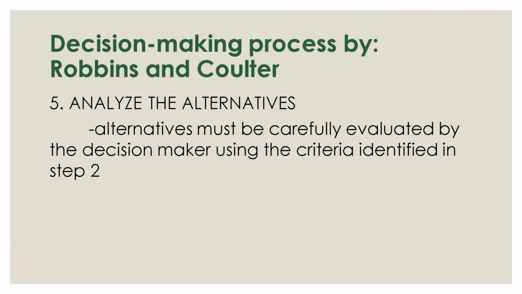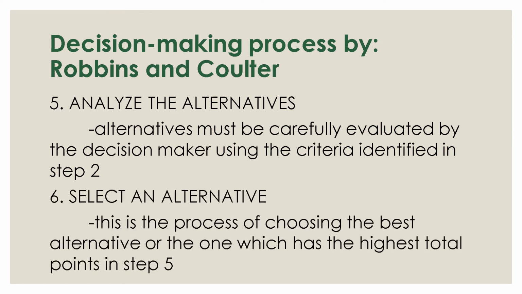Number five, analyze the alternatives. Alternatives must be carefully evaluated by the decision maker using the criteria identified in step number two. And then number six, we have to select an alternative. This is the process of choosing the best alternative or the one which has the highest total points.